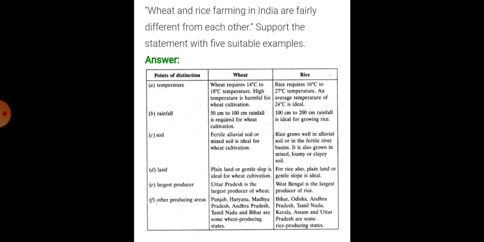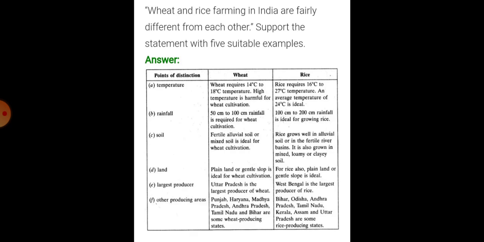Okay, next is a statement-like question. Wheat and rice farming in India are fairly different from each other. So support the statement with 5 suitable examples. So the point of distinction first is temperature. Wheat requires 14 degrees Celsius to 18 degrees Celsius temperature. High temperature is harmful for wheat cultivation. Then rice requires 16 degrees Celsius to 27 degrees Celsius temperature, and an average temperature of 24 degrees Celsius is ideal for the cultivation of rice.